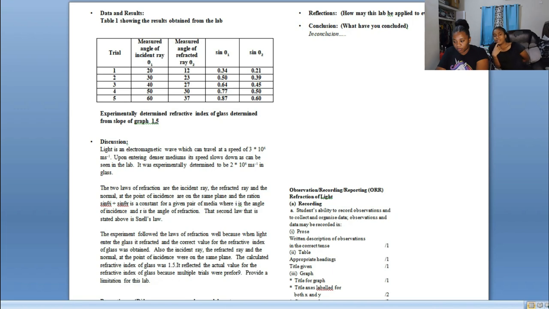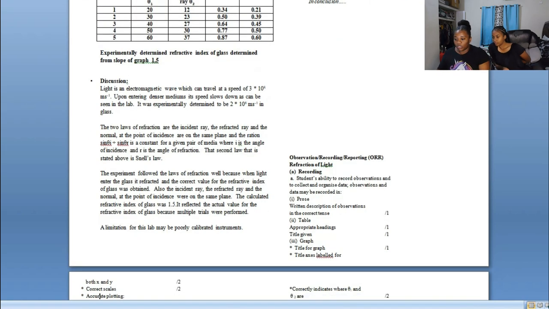And the limitation. Maybe poorly calibrated instruments. Okay, and that would be amazing.